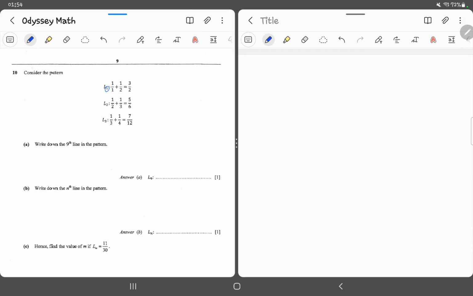Okay, this is 1, first line. The first line, 1, 1, 2. Can you see? This 1 and this 1 is the same. After that, we add 1 to this 1 over here, we get 2. The line 2, 2 over here, and then add 1 to the 2, we get denominator 3 over here. The line 3, 3, and then we add 1 to the 3, we get 4 over here.